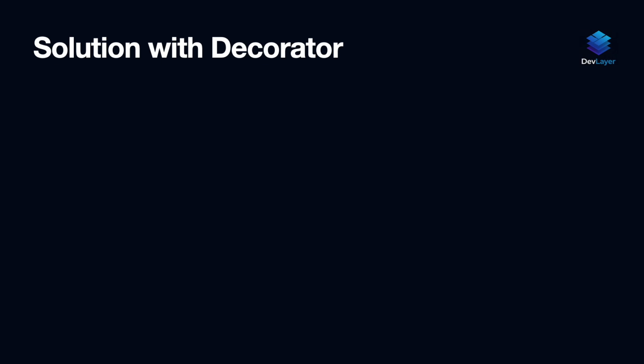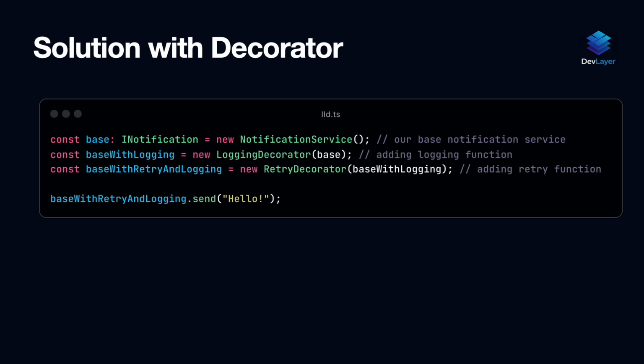Finally, we wrap the base service in both decorators like this. We create a base object using our notification service class and wrap this base object inside our logging decorator to add the logging functionality. And then wrap this object inside our retry decorator to add the retry functionality. And finally, we call the send method on this object. When we call send, we see the decorators in action. Logging comes first, then retry logic, and finally the message is sent.